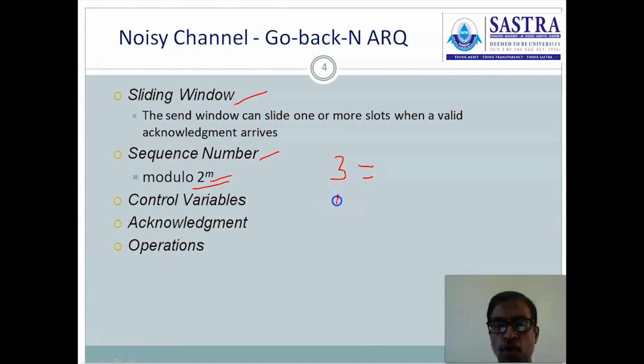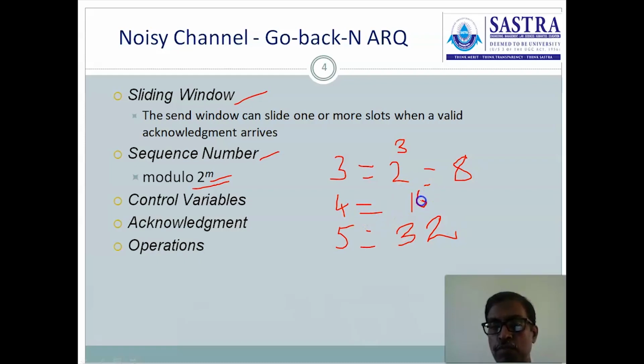3 bits, 4 bits, or 5 bits may be allocated for the sequence number. If 3 bits are allocated, then 2 power 3 equals 8, so we can generate 8 sequence numbers. If 5 bits, then 2 power 5, 32 sequence numbers can be generated and utilized. For 4 bits, 16 sequence numbers can be generated and utilized in the system.